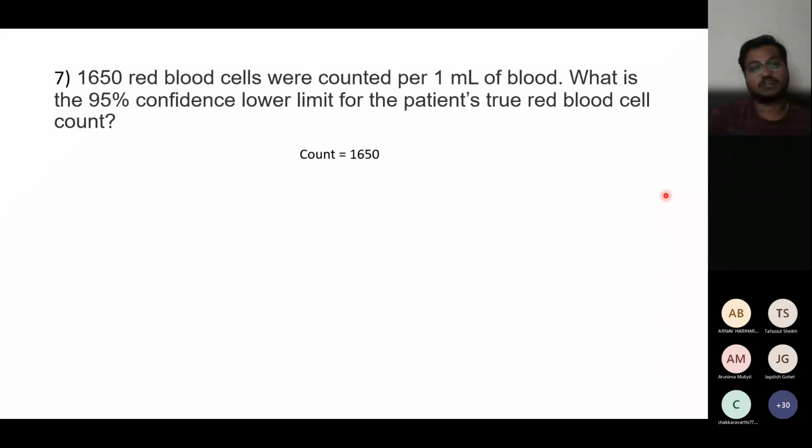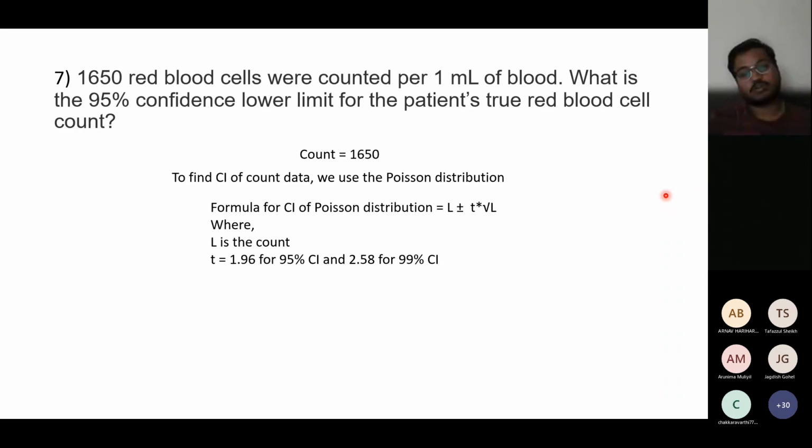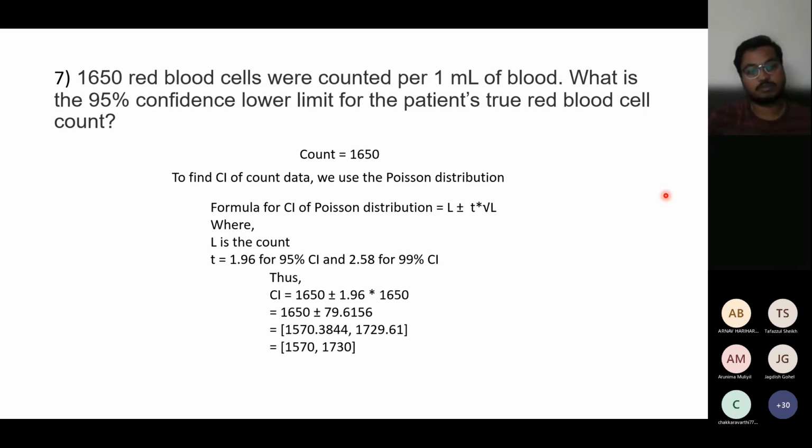So we are given a count value, which is 1650. And because we are working with count values, we use a Poisson distribution to calculate the confidence interval around a point data. There's a direct formula for calculating the confidence interval of a Poisson distribution, which is L plus minus T multiplied by root over of L, where L is the count or the value that we have, and T is based on the confidence interval that we are trying to calculate. For a 95% confidence interval, the T value is 1.96, and for a 99% confidence interval, the T value is 2.58. In our case, the T value will be 1.96.